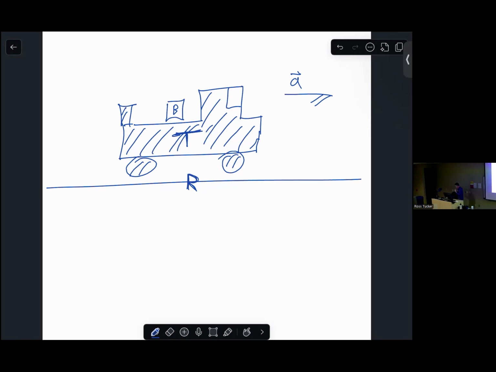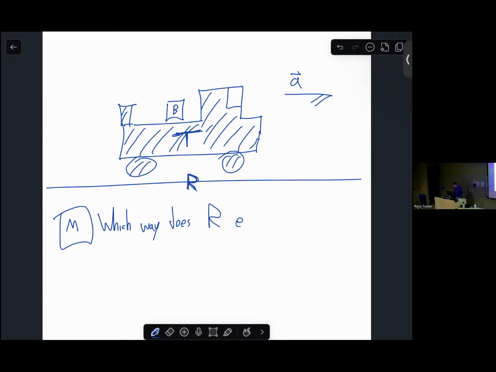Which direction is the friction? M, which direction is the friction of the road on the truck? And N, what kind of friction is this? So question M, which way does the road exert friction on the truck? Friction on T. Question N, what kind of friction is it?